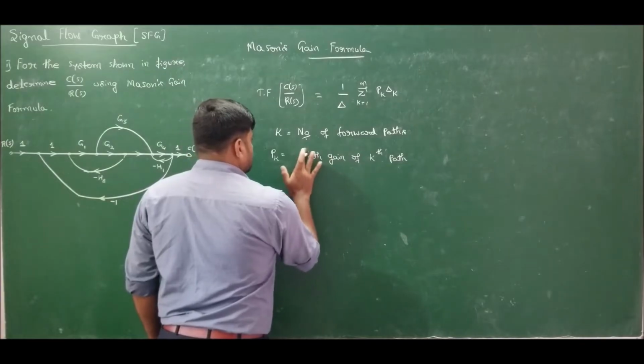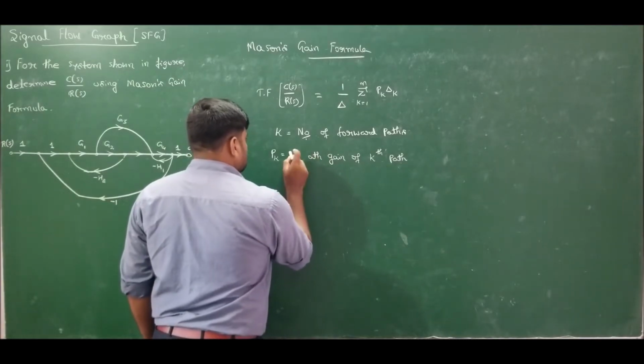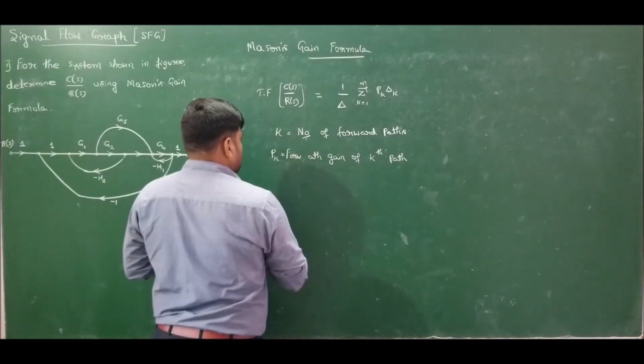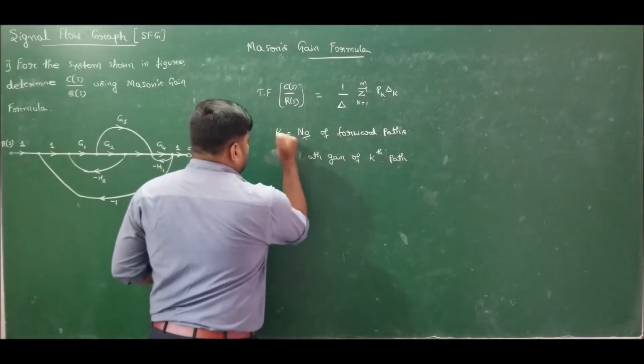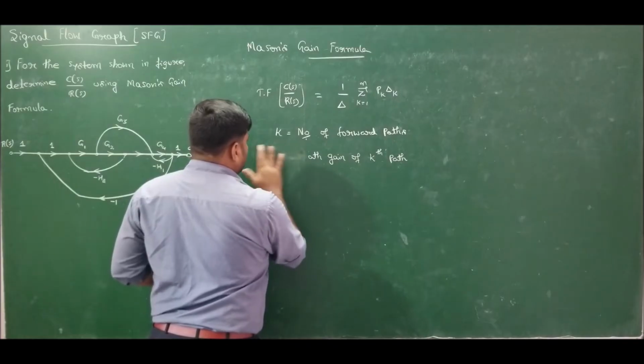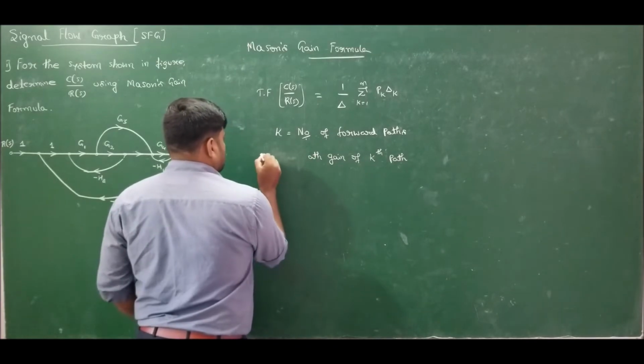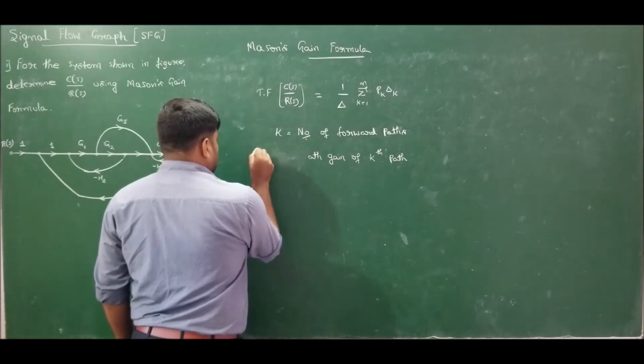Forward path gain. Why am I specifying forward path only? Because we also have feedback lines which will cause loops. Let me explain that also.